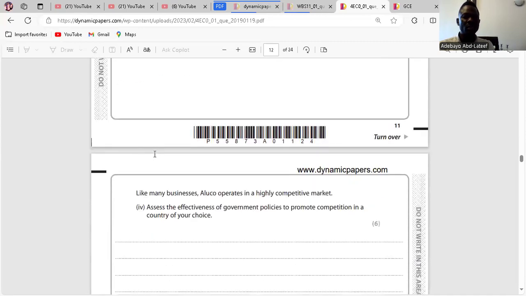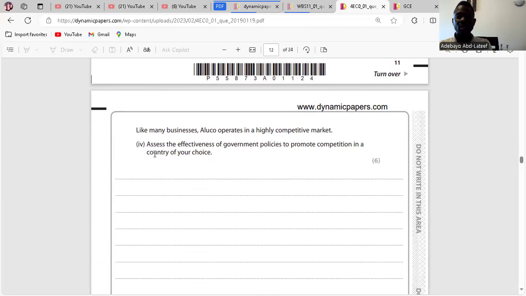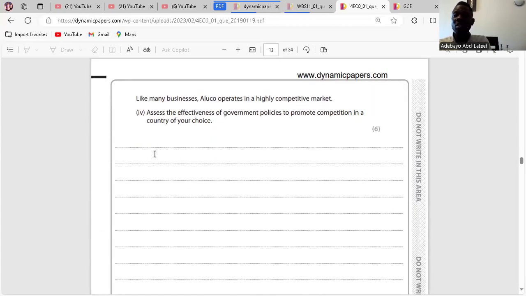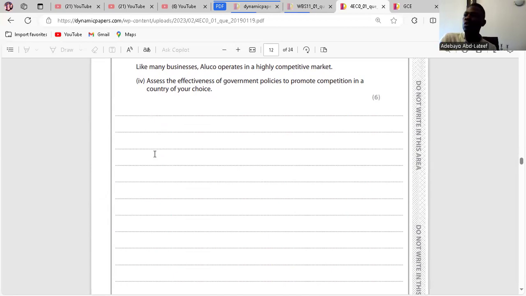And the last question, I think, for question 2. Assess the effectiveness of government policies to promote competition in the country of your choice. When we talk about government policies, we're talking about tools the government uses to take care of the economy, to manipulate or control the economy. Examples of tools that government could use are supply side policies, monetary policies, or fiscal policies. Fiscal policy is the use of subsidies or taxation to control the economy. So I wrote, government policies are used to check anti-competitive practices. For example, the Libyan government uses subsidies to encourage small firms.